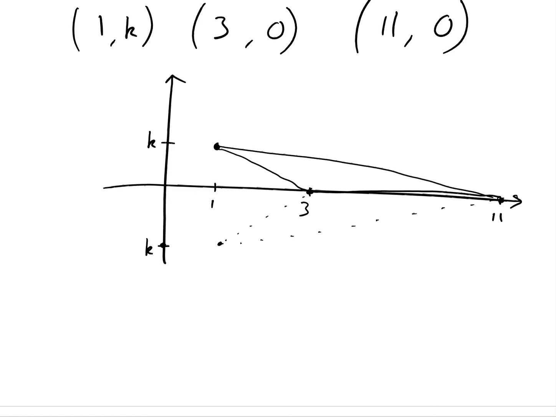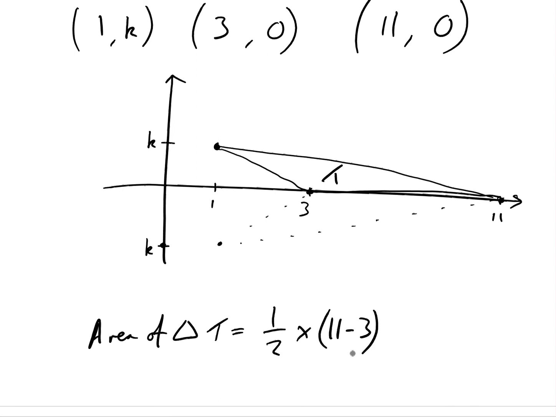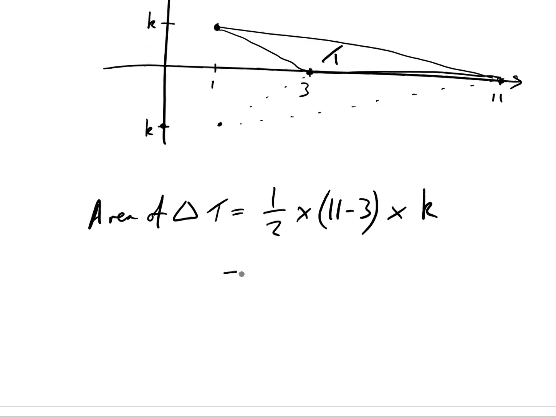Okay, so what's the area of this triangle? Well, it's half the base times the height. So the area of triangle T is equal to half the base. Well, the base is going to be 11 minus 3. It's going to be this distance here, times the height. Well, the height is just going to be k, isn't it? It's that height there, times k. So it's going to be half times 11 minus 3, which is 8, times k. So half of 8 is 4, so it's going to be 4k. So the area of triangle T is 4k.